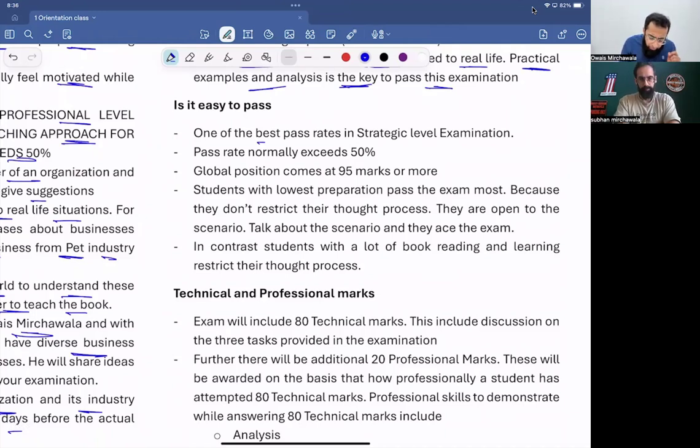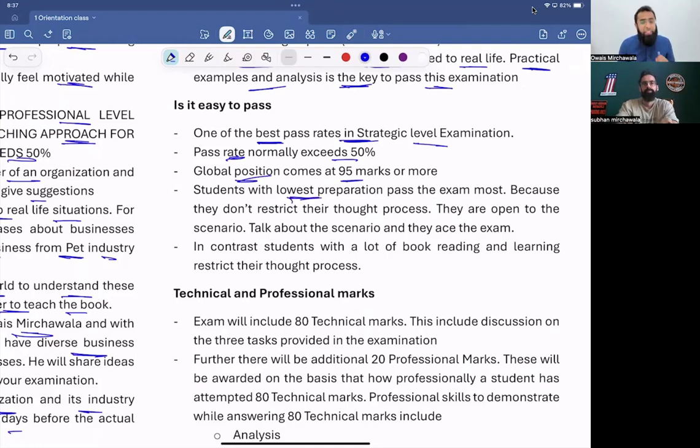One of the best pass rates in strategic level examinations. Pass rate normally exceeds 50%. We have seen situations when global positions have come at 95 marks. Like the examiner is so impressed by the answer of the student that 95% of his comments were given full marks. Like even in a lot of skills level exams, we don't see that many marks.